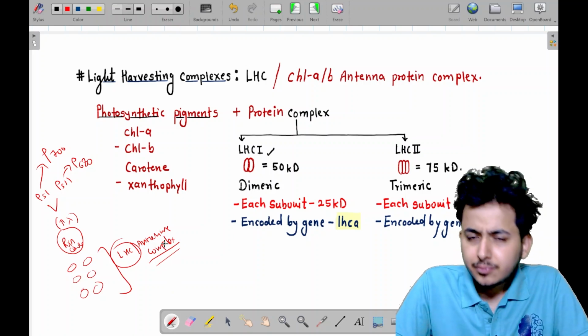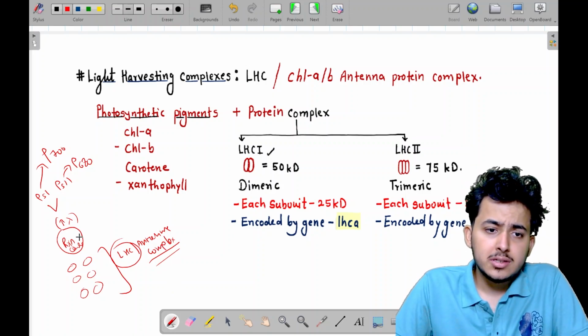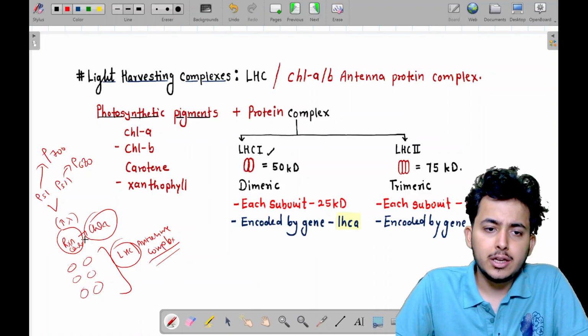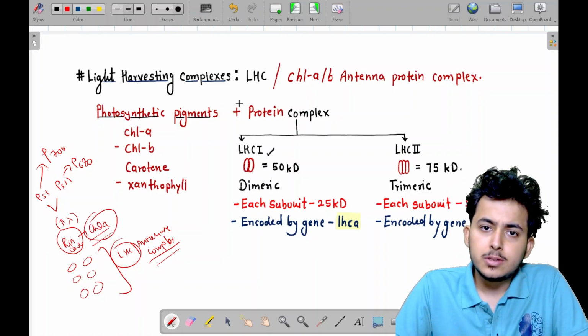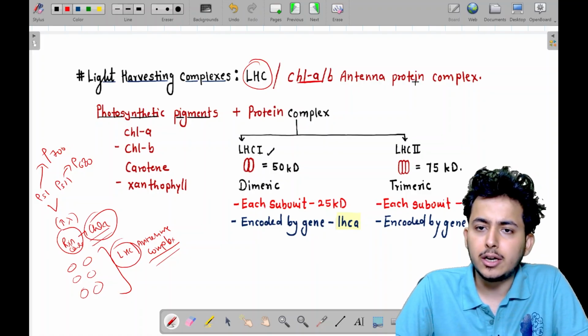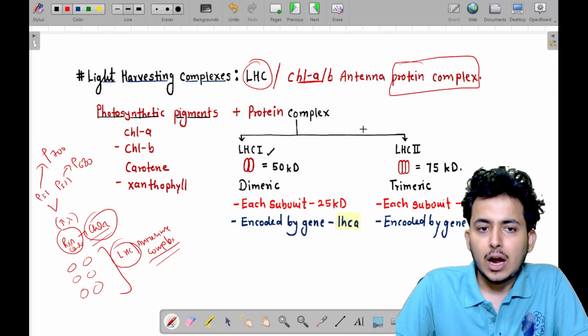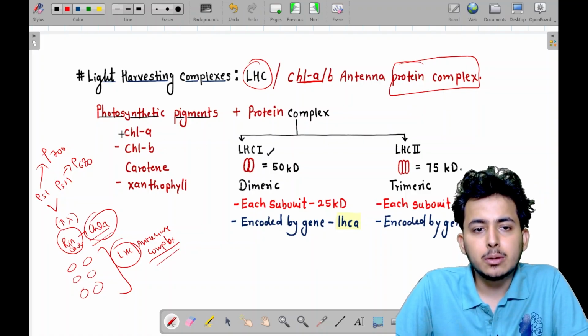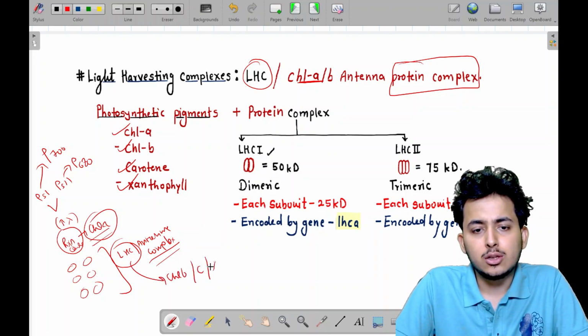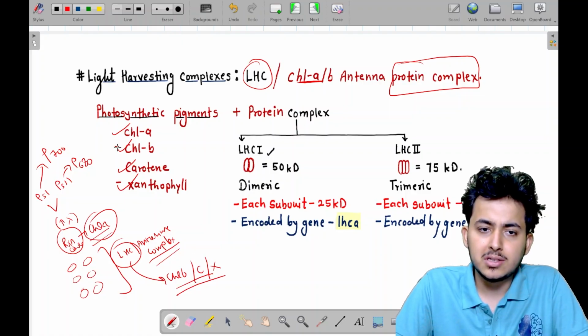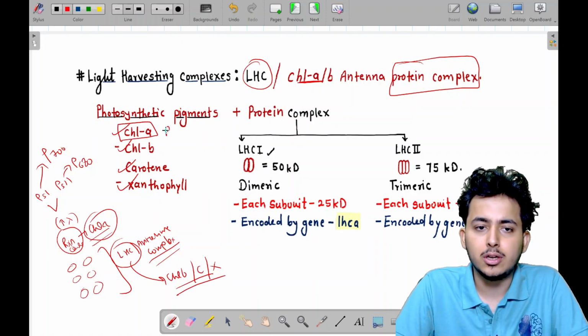Basically, this reaction center is composed of chlorophyll A in the case of higher plants. The light harvesting complex and chlorophyll A and B form the antenna protein complex. You have different photosynthetic pigments like chlorophyll A, chlorophyll B, carotene, xanthophyll. Chlorophyll B, carotene, and xanthophyll are part of the light harvesting complex, and chlorophyll A is part of the reaction center. This is something that you should know.